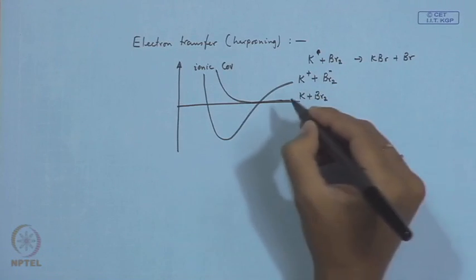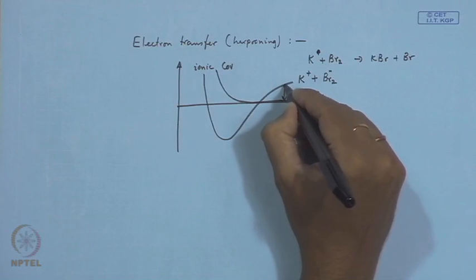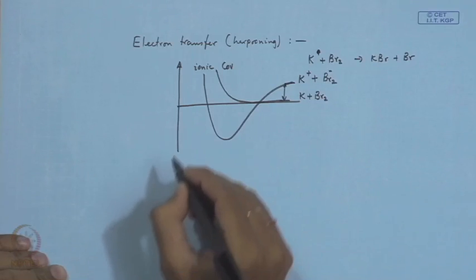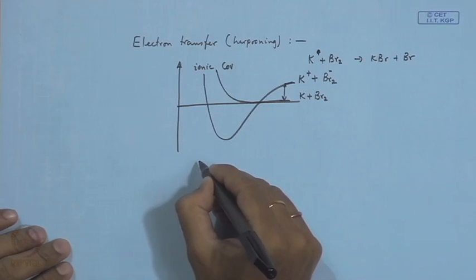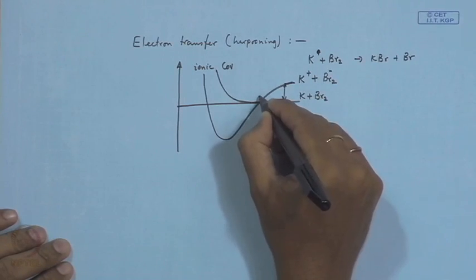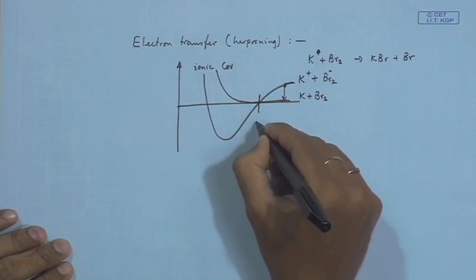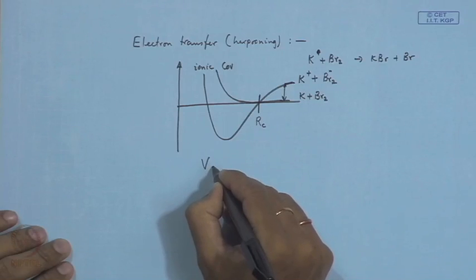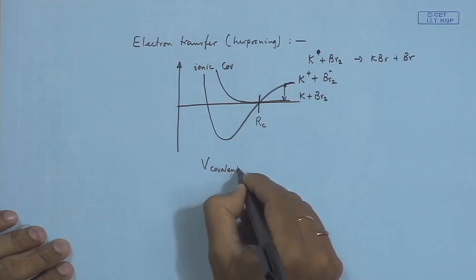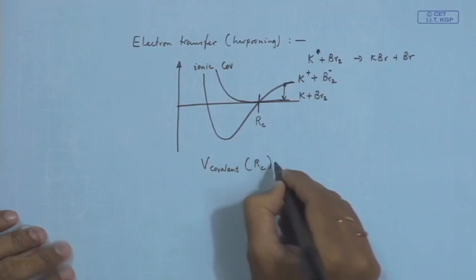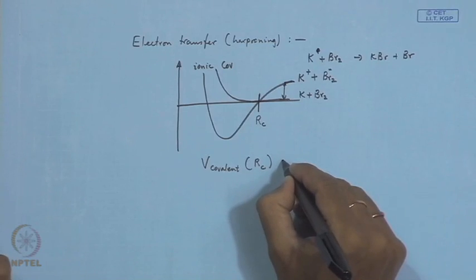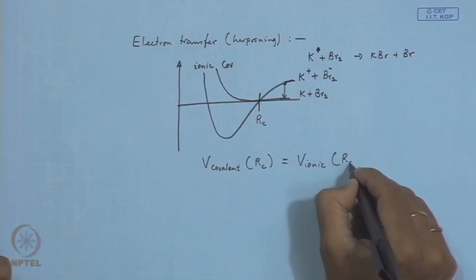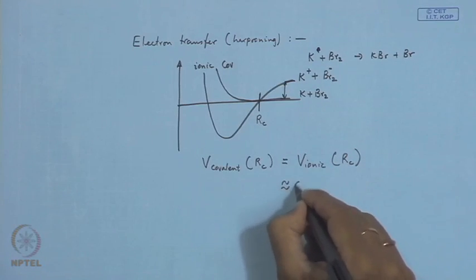This gap means there is a gap in energy. Okay, so we will look into it. So, V covalent, and this is your RC, the crossing point. V covalent, and at RC, V ionic is almost equal to 0.